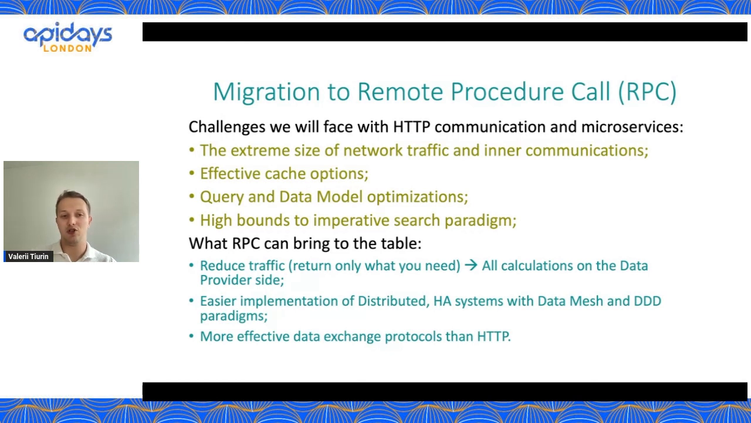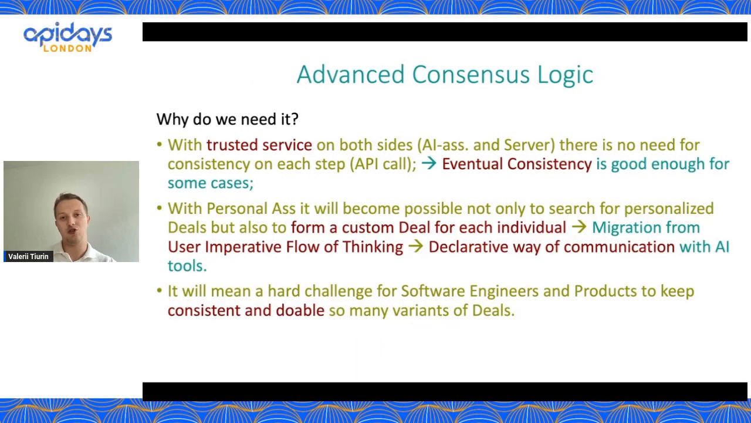What RPC can bring to the table is basically reducing the traffic, because we will return only what you need, and all calculations will be on the data provider side. Easy implementation of a distributed and highly available system with data mesh and DDD paradigm, and more effective data exchange protocols than HTTP. So coming next to the advanced consensus logic that I mentioned before.